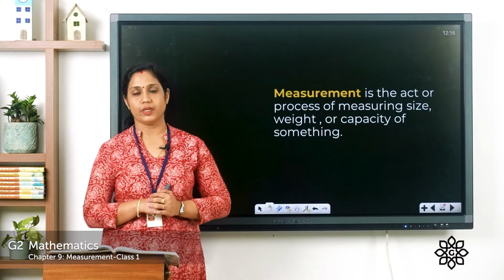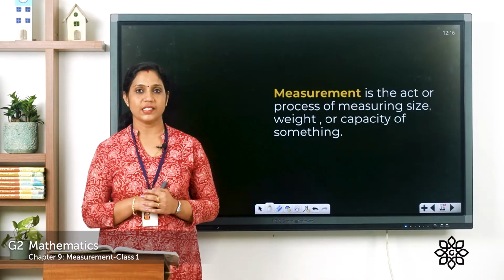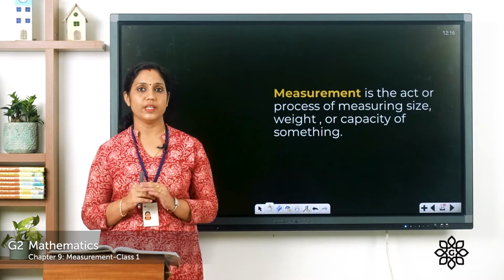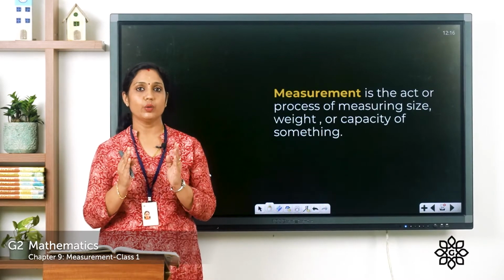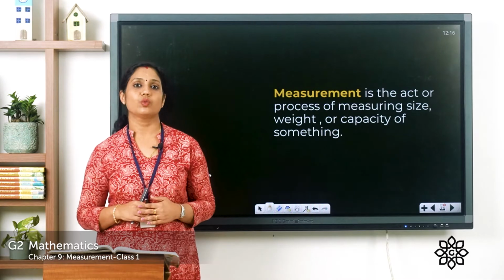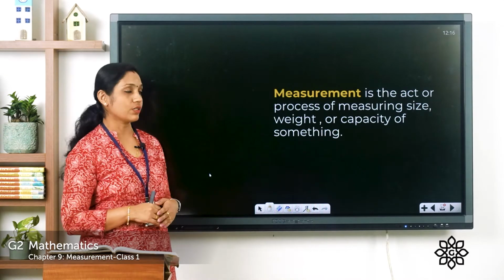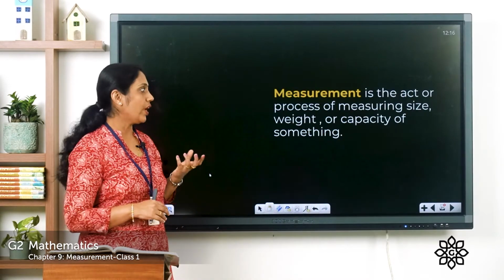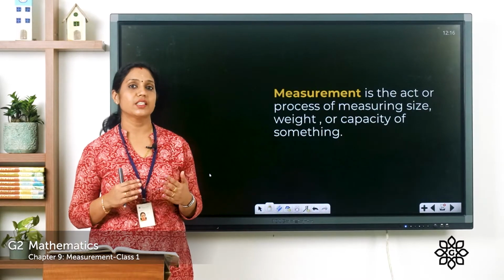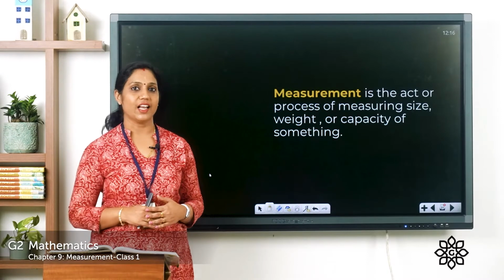So what is measurement? If you are given two pencils and asked to find out which one is bigger, how do you do it? You compare by looking at the size, right? So that is what we are going to learn today, measurement. Measurement is the act or process of measuring size, weight or capacity of something. So let's get to know about it in detail in the class.